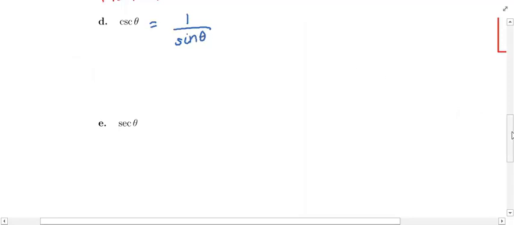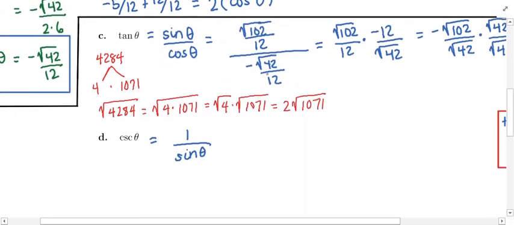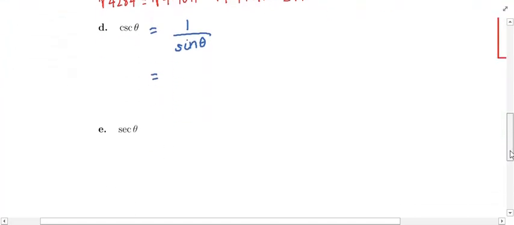Okay, so I'm just going to scroll to part C here. We wrote down that the sine of theta is the square root of 102 divided by 12. Okay, so the cosecant is going to be 1 over the square root of 102 divided by 12. So let's simplify. 1 over a fraction is going to flip the fraction. Okay, so we're going to get 12 over the square root of 102.